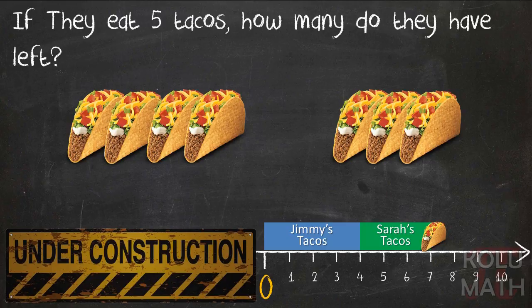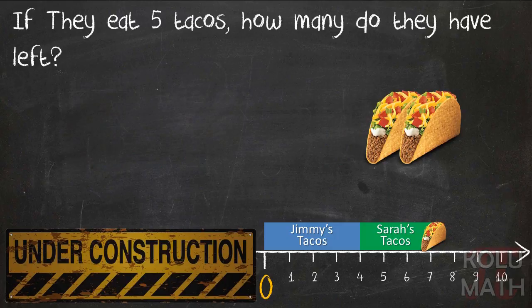Okay, if they eat 5 tacos, how many do they have left? Let's do it first with the counting method. We see we have 7 tacos up there. Let's count out 5 of them, take them away, and how many do we have left? 1, 2. We have 2 tacos left.